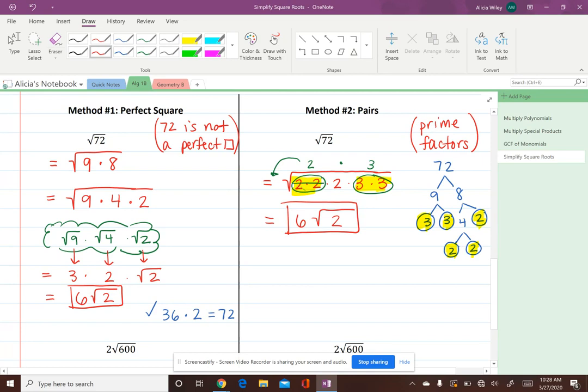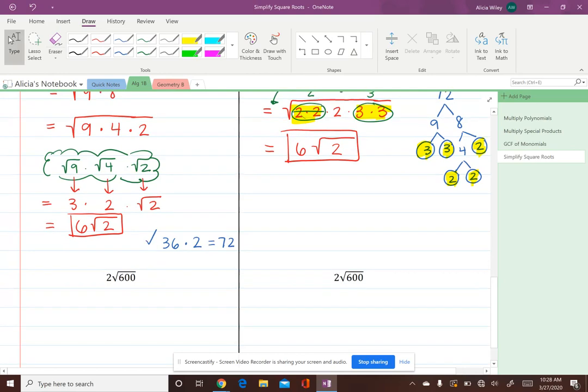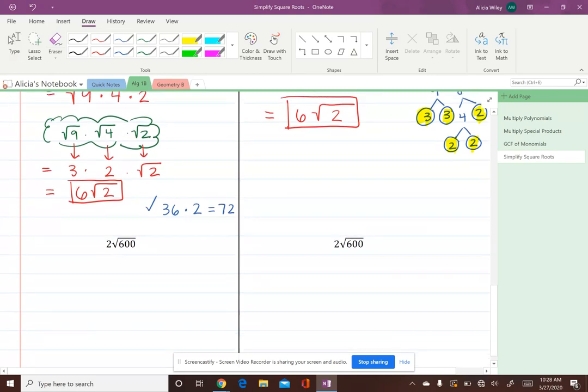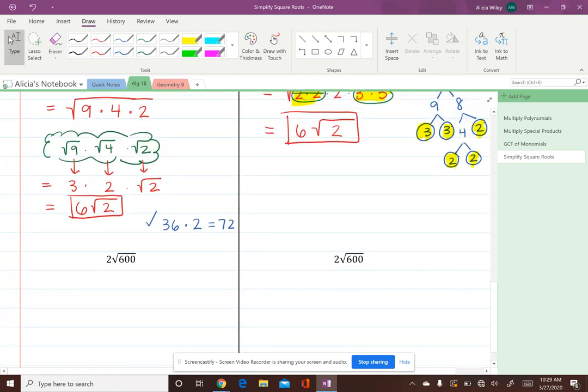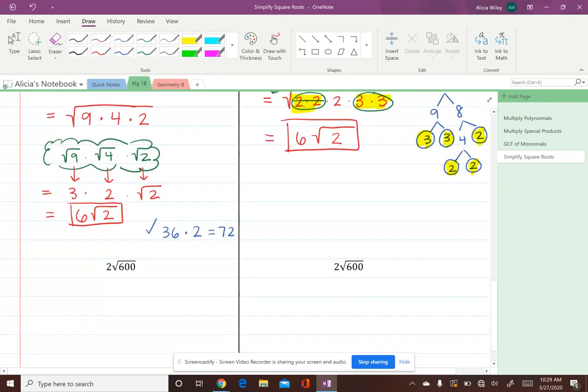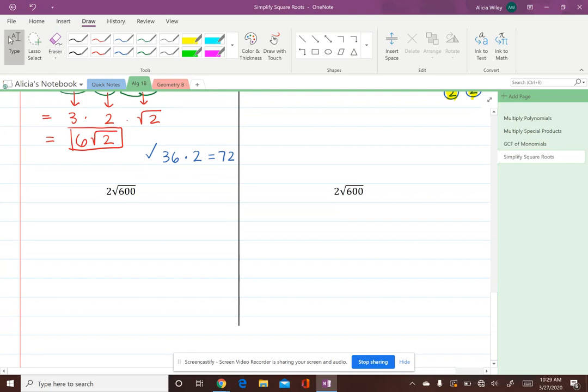Now you might ask, why do this method when you have this method? Well, maybe you don't know any perfect squares that go into a number, or the number is really large, so sometimes you might have to take a little bit of a different route. Okay, so I hope that helps with those 2 problems.